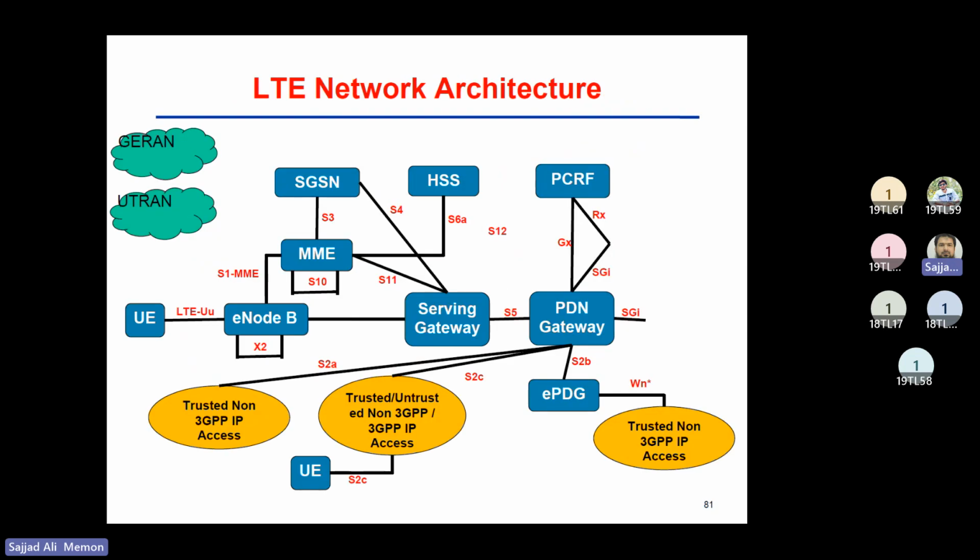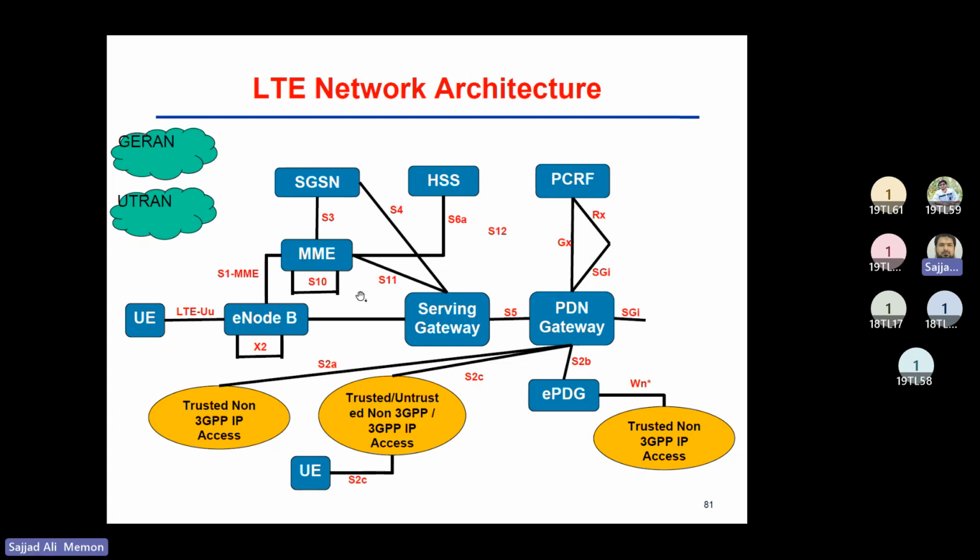So this is the flat LTE network architecture that you can see. It's very different from the ones that we have seen. If you compare it with the 2G architecture and the 3G architecture, you will find it very different from those. The user equipment is directly connected to eNode B, and eNode B is connected to the serving gateway, and the serving gateway is connected to the PDN gateway.